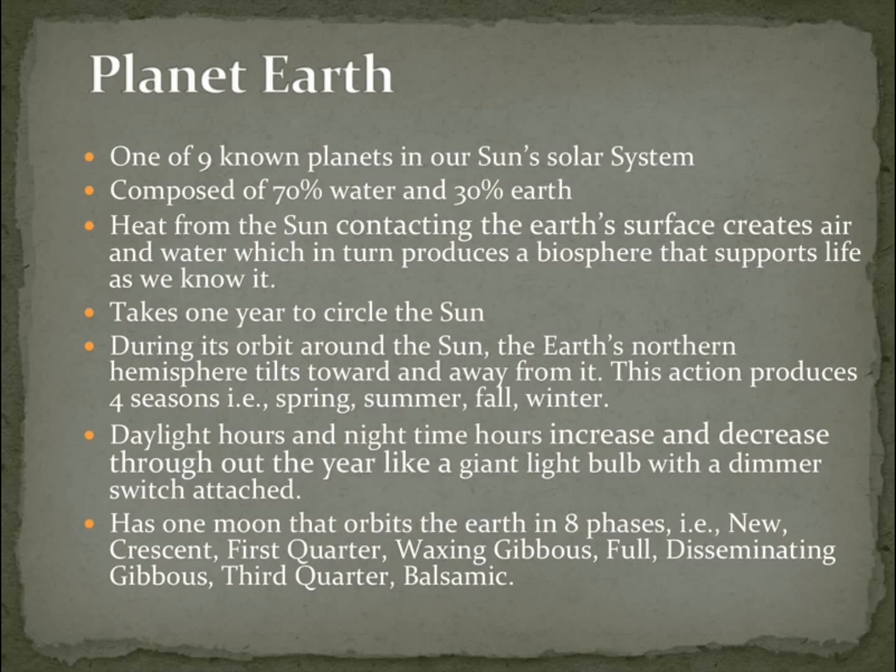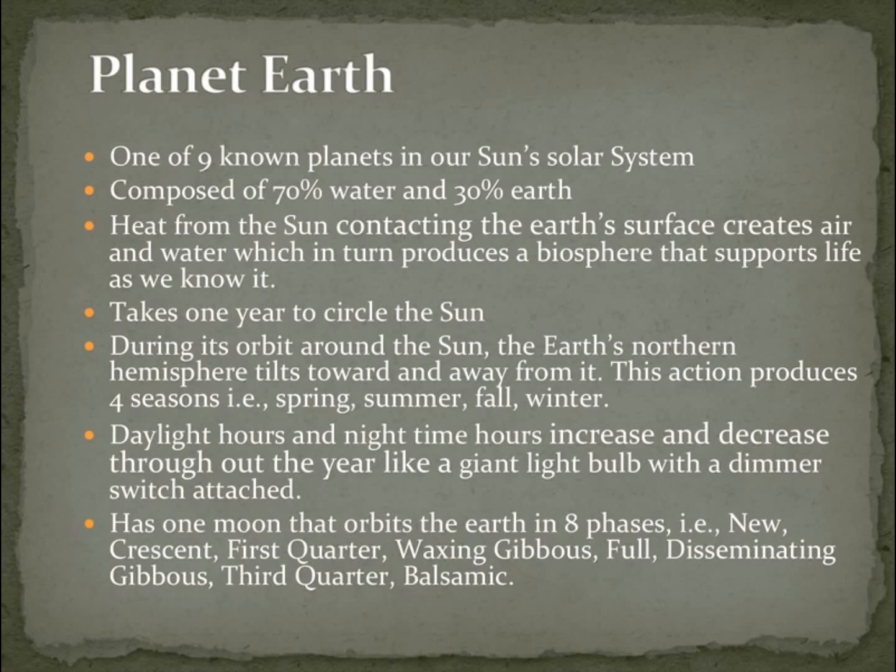In addition to creating the 4 seasons, planet Earth's orbit also lengthens and shortens daylight and nighttime hours over the course of a year. Beginning on approximately December 23rd, daylight hours increase in length from 8 hours of daylight and 16 hours of night to a maximum of 16 hours of daylight and 8 hours of night around June 19th. From there, daylight hours begin to decrease and nighttime hours increase until they get back to 8 hours of daylight and 16 hours of nighttime on December 23rd again.